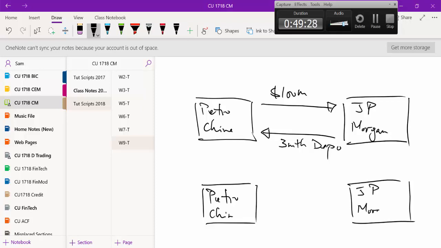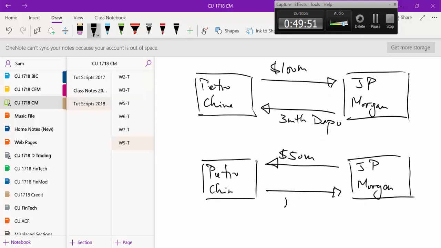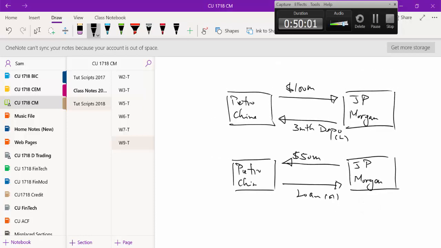Now, this is a completely different transaction, okay? So JP Morgan has given a $50 million loan, although that's a very small amount, to PetroChina. So that for JP Morgan is an asset, and this is a liability, okay?